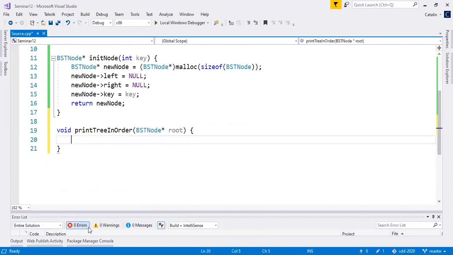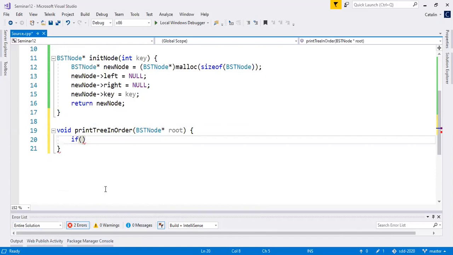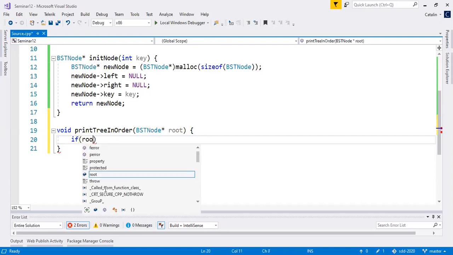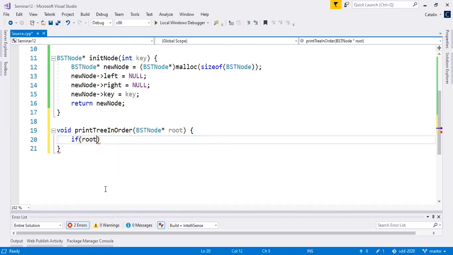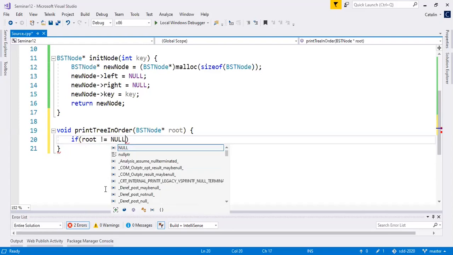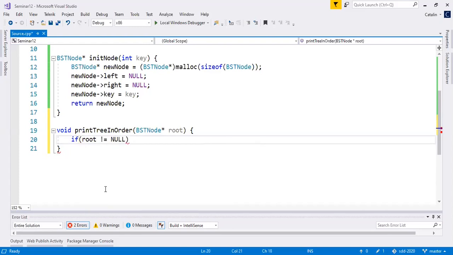And if the root doesn't exist, we stop. So we do a recursive processing. In order means always go on the left side, print the key when you come back, and after that follow the right path. So if root is different than null, or just if root, because null is 0.